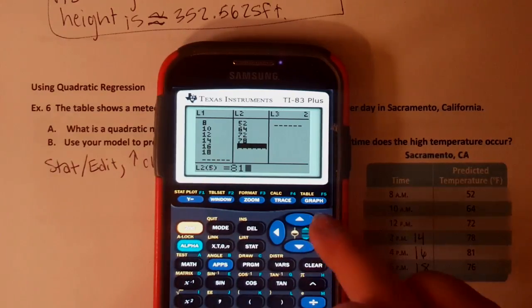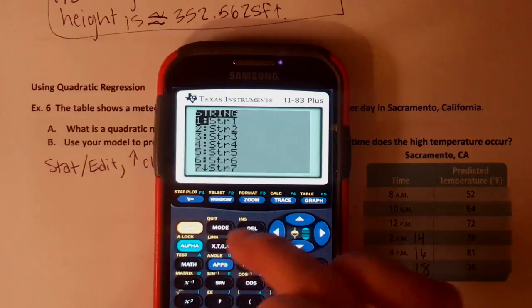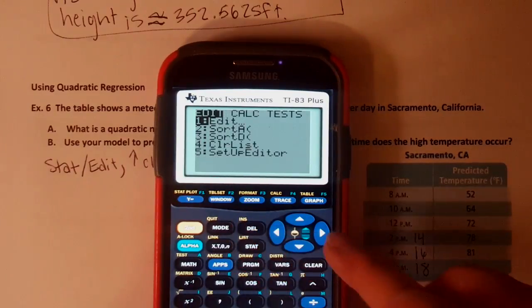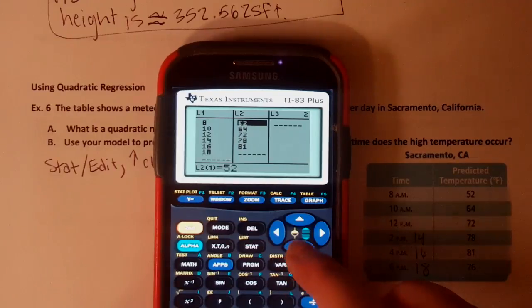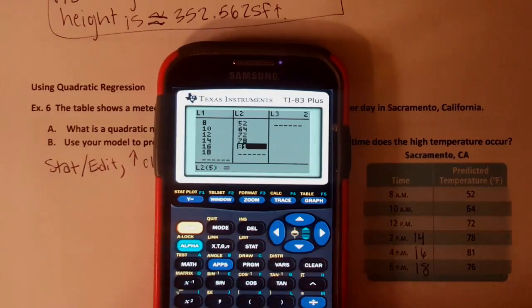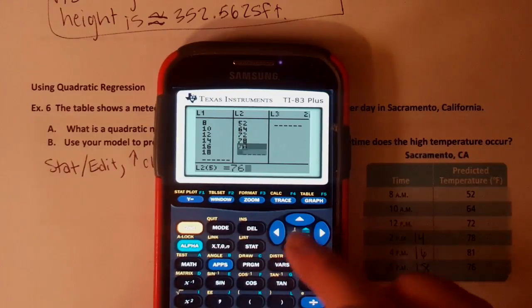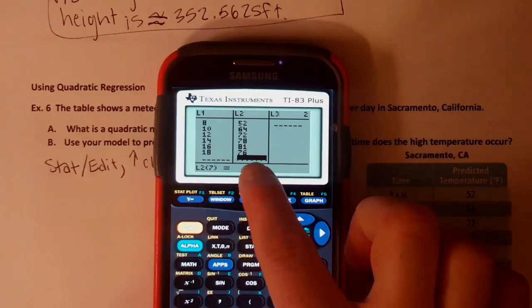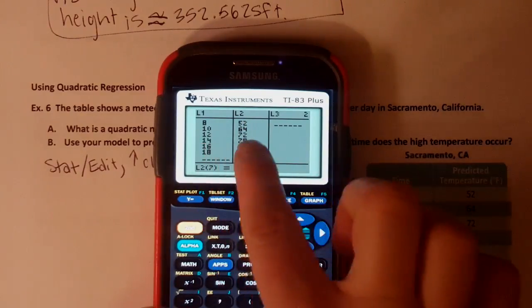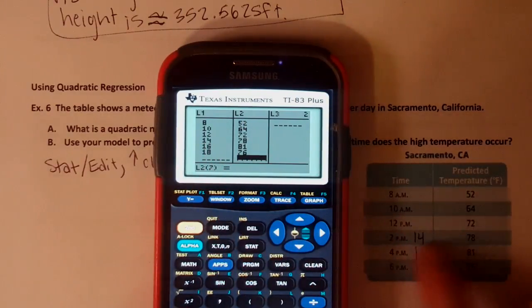81, and, oops, what did I go to? Go back to that. Okay, still there. 81, one more, 76. Oops, I missed my 81, so I need 81, arrow down, 76. Okay, so my columns are even. I have 6 in each, and they are all lined up horizontally with their correct time of day.